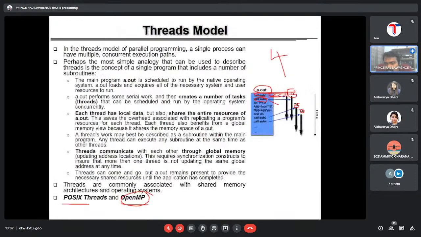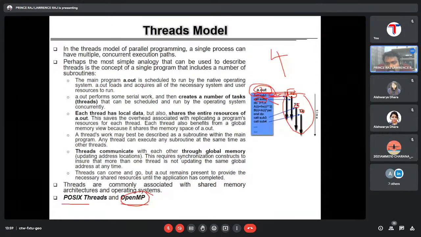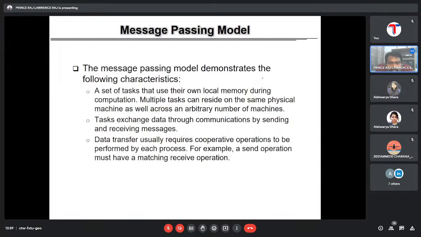One thing is that all these threads are connected with the memory of the processor. It does not have a separate memory for these threads. All these threads will be connected with the global memory of the processor.